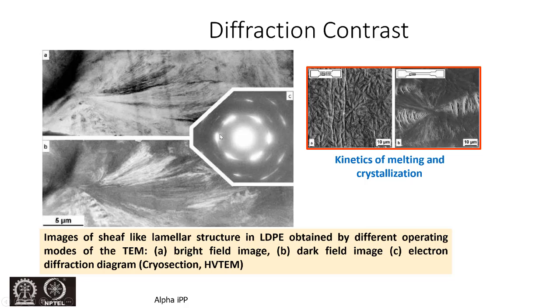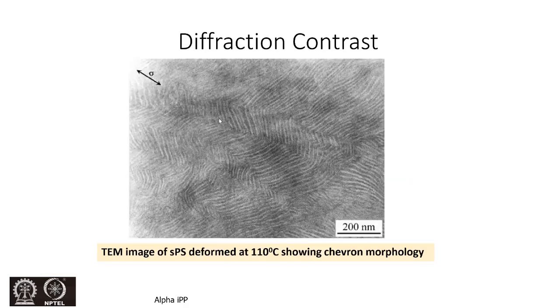Then we get this, which is called a diffraction pattern, which we get from the TEM, and this also gives us information about the arrangement of planes or the crystal morphology. This is again the diffraction contrast you can observe. So you can see the planes very clearly. These are visible.